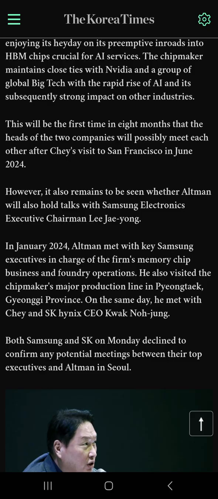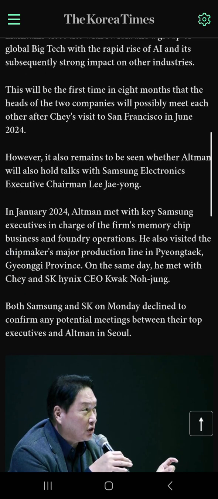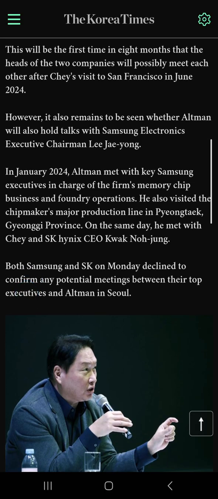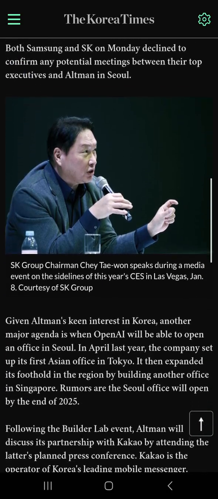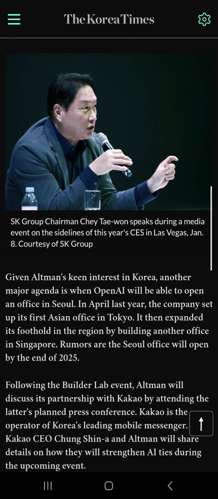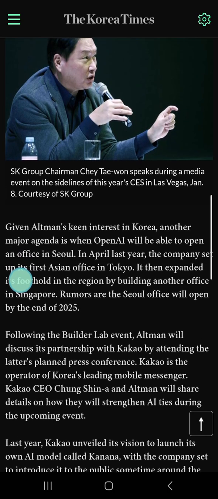He also visited the chipmaker's major production line in Pyeongtaek in Gyeonggi Province. On the same date, he met Chey and SK Hynix CEO Kwak Noh-jung. Both Samsung and SK on Monday declined to confirm any potential meeting between their top executives and Altman in Seoul. SK Group Chairman Chey Tae-won speaks during a media event on the sidelines of this year's CES in Las Vegas on January 8, courtesy of SK Group.